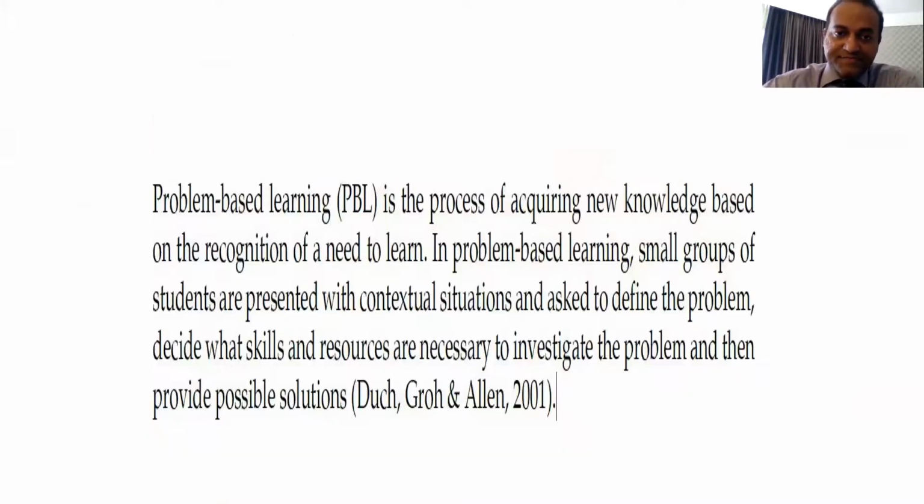So generally, problem-based learning is a process of acquiring new knowledge based on the recognition of a need to learn. In problem-based learning, small groups of students are presented with a contextual situation and asked to define the problem, decide what skills and resources are necessary to investigate the problem, and then provide possible solutions. This is by Dutch, Kroh, and Allen in 2001. This is the definition I'm using for my presentation today.